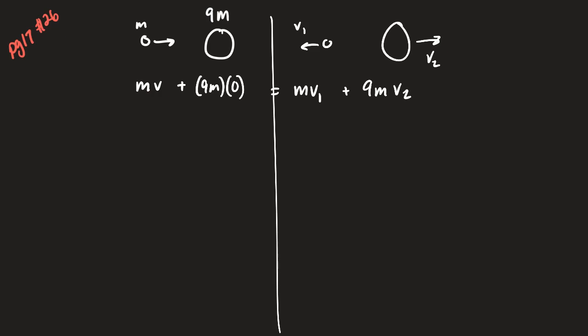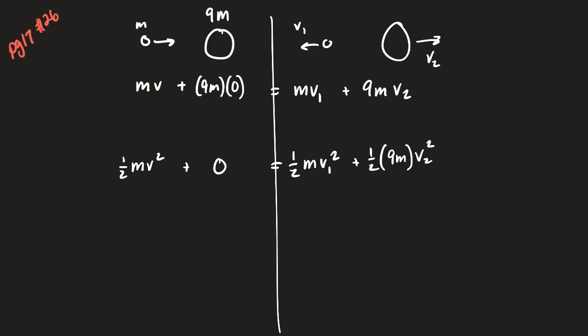But we are told the problem is elastic, which means that 1/2 mv squared plus 0 equals 1/2 m v1 squared plus 1/2 9m v2 squared. Solving this for v1 and v2 is hard, really hard. It's a lot of math. There are shortcuts, but it's still a lot of math.